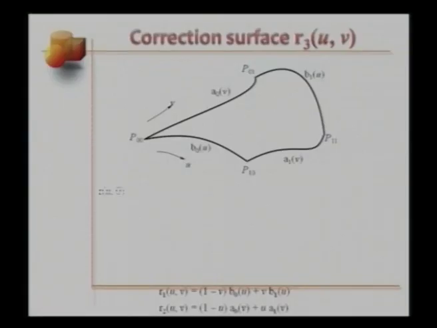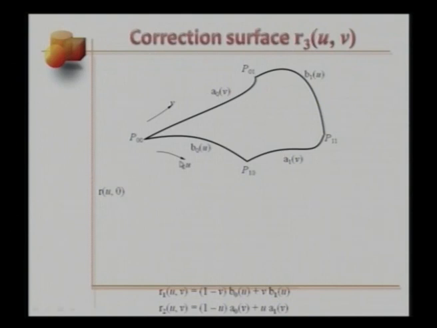So this is the previous picture of the bilinear Coons patch. I have copied the expressions for R1 here and R2 here. Now let's take a look at some of the boundary conditions to determine R3. Remember that R is R1 plus R2 minus R3. Now R(U,0) is what?